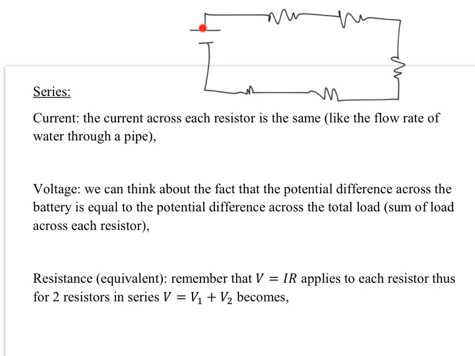So we know that it leaves the positive terminal and we go like this. So if the flow is not changing or splitting, it means that the current across each of these is the same. So we can write down the following.